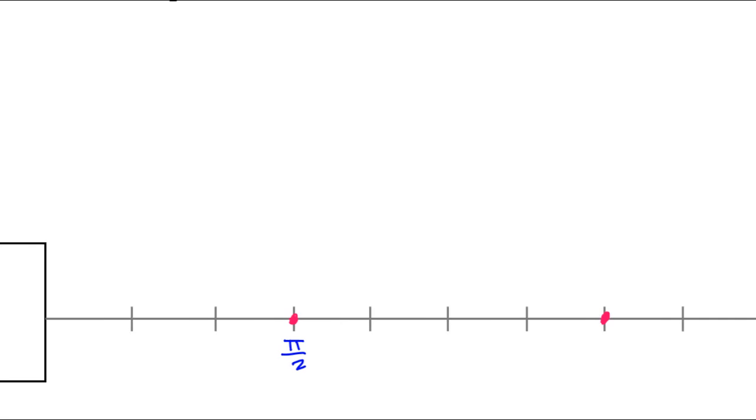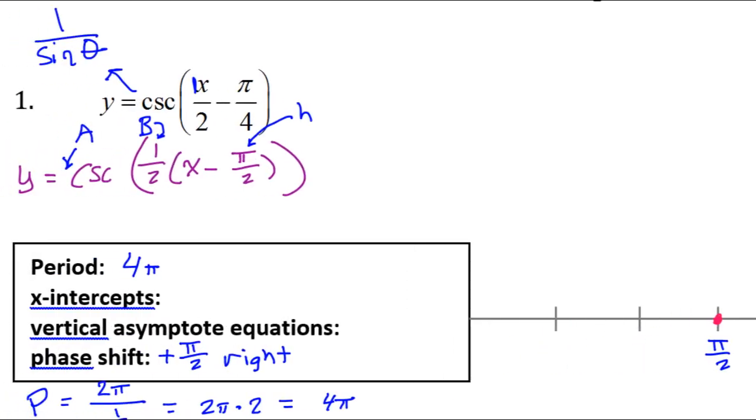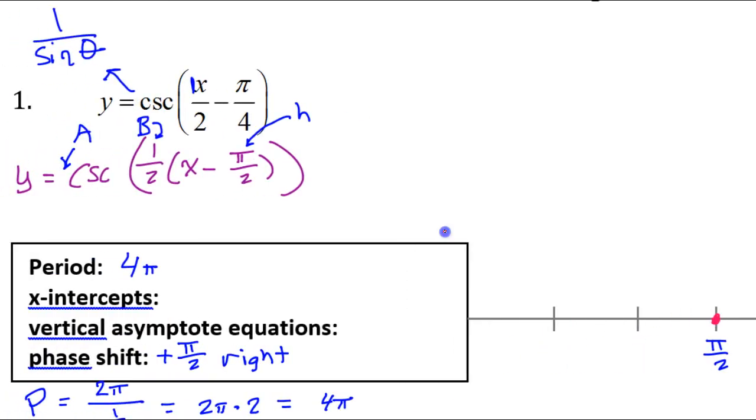Now, I need to know the values of these marks in between. I need to label these. Now, when there's a phase shift, here's what I like to do. I know that each one of these marks represents 1/4 of the period, so I like to calculate what is a quarter period.